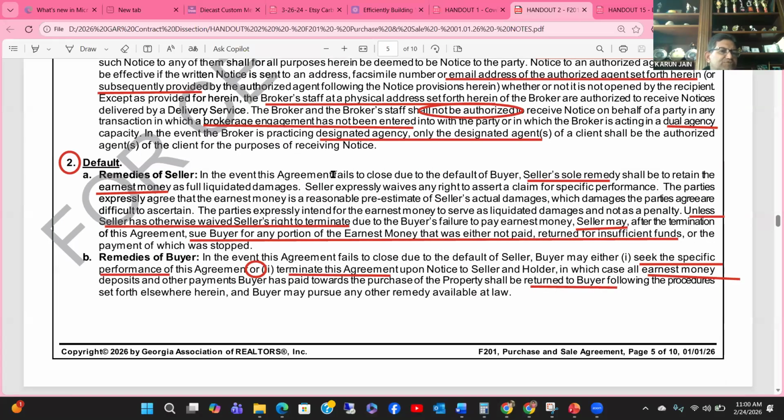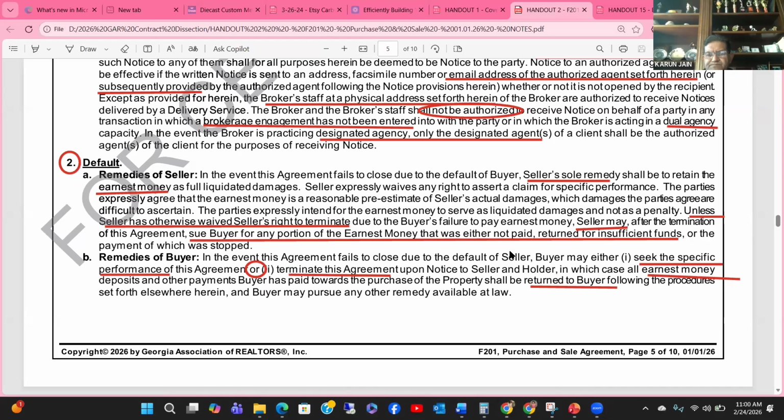Now, what happens if one of the parties defaults? Well, it tells us right here what happens if the remedies of the seller. So if the buyer defaults, the seller's sole remedy is the earnest money. That's it. Now you go down here though, and it says, unless the seller has otherwise waived their right to terminate due to the buyer's failure to pay earnest money, seller may, after the termination, sue the buyer for any portion of the earnest money that was not paid or returned as insufficient funds.